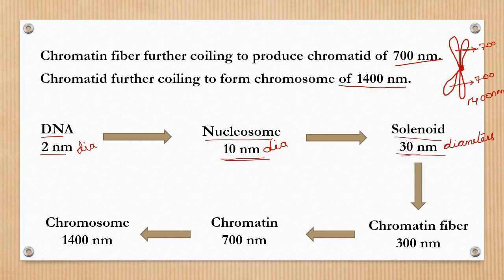This chromatin fiber is 300 nanometers, and the chromatin fiber coils to form a chromatin of 700 nanometers. The chromatins are coiled to form a chromosome with a 1400 nanometer diameter.